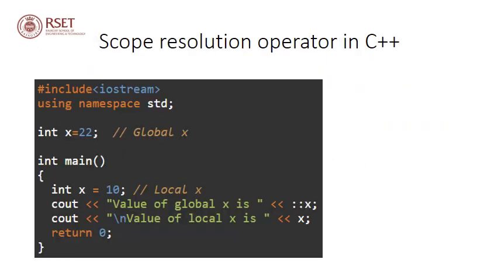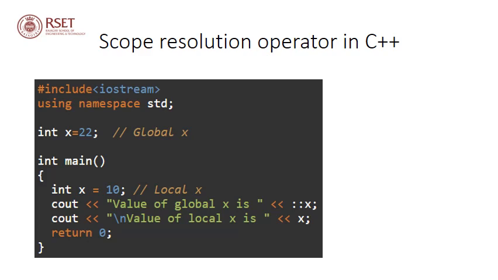Now let's discuss how the scope resolution operator in C++ can be used to make a global variable visible once again in a local scope. In this example C++ program, we have a global variable X which is initialized as 22, and within the main function you have another variable with the same name X, and it is initialized as 10. Within the main function, the scope of the global variable X is hidden, and whenever we refer to X in main, it implies we'll take the value of the local variable X.